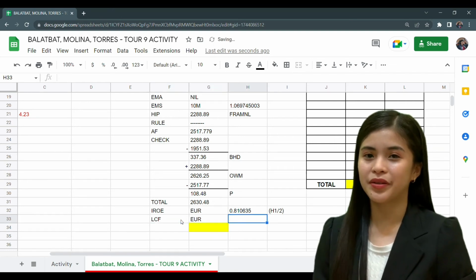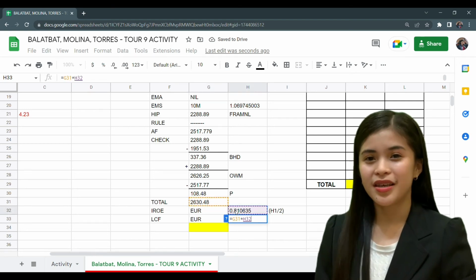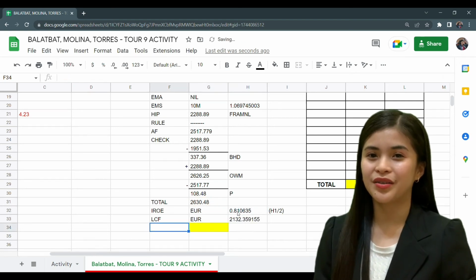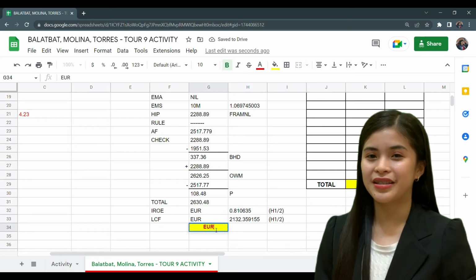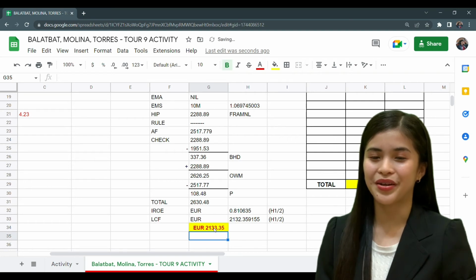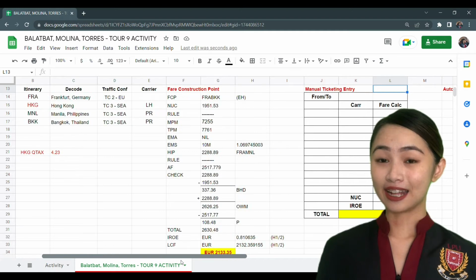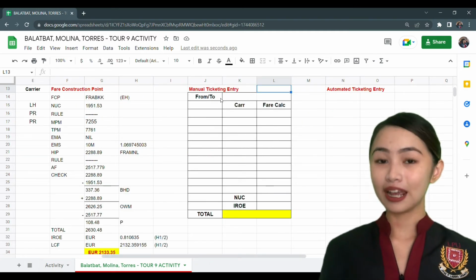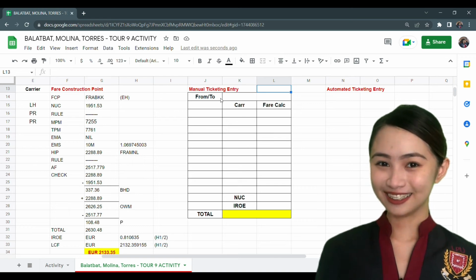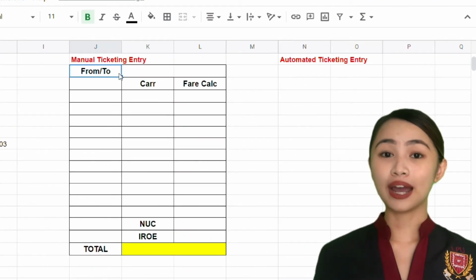You only have to multiply the total by the IROE, and that would be EUR 2,132.35. Applying the rule, we will have an LCF of EUR 2,133.35. Alright, let's proceed to the manual ticketing entry, which is a simpler version since all the information is available in the previous entry.